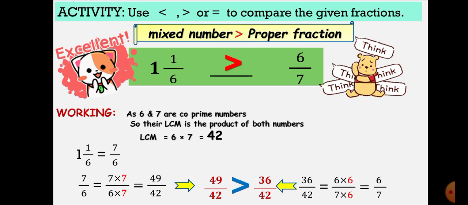Okay, so the denominators are the same. Now we have to look at the numerators. The greater the numerator, the greater the value. That means 49 is greater than 36. That means 49/42 is greater than 36/42. That means 1 1/6 is greater than 6/7. That indicates that a mixed number is greater than a proper fraction.